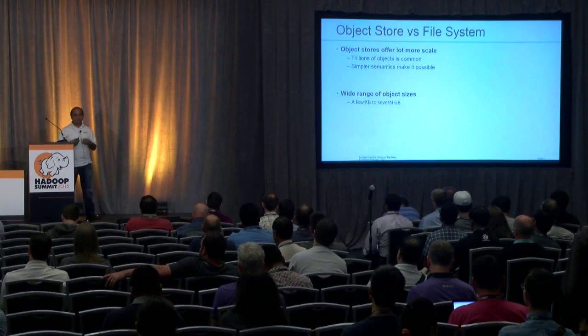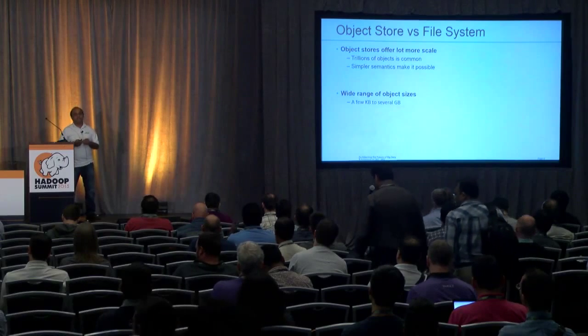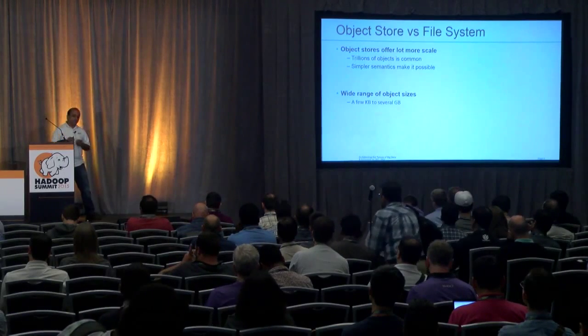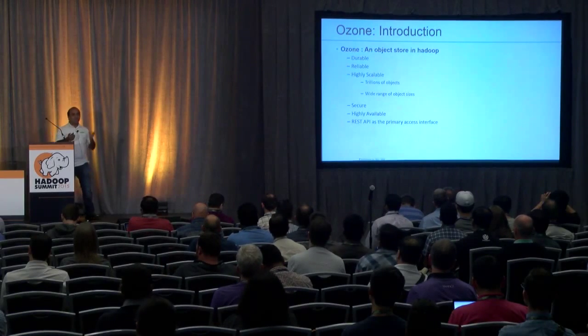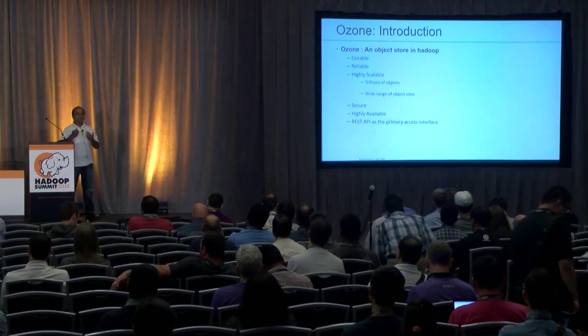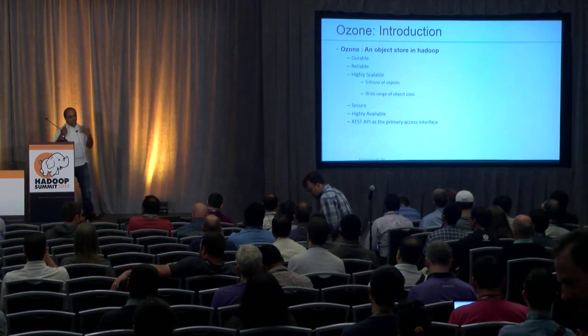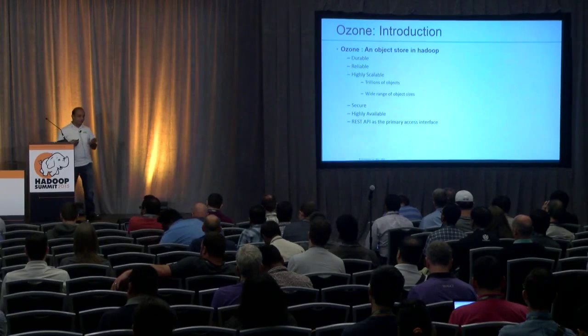So what is Ozone? Ozone is just an object store, by what we understand by an object store, as something where you can put the data, get the data. It offers REST APIs as the primary access mechanism, durability, reliability, high scalability, security, and high availability. They are the common cornerstones of any object store.